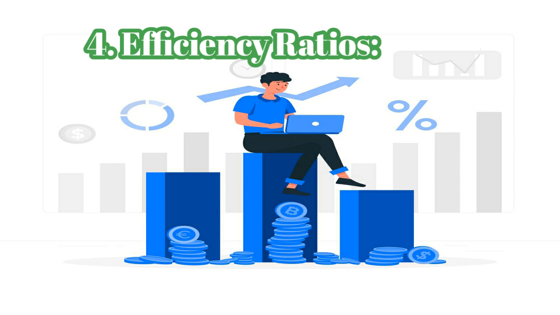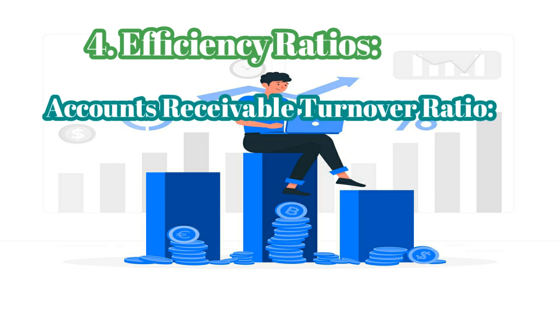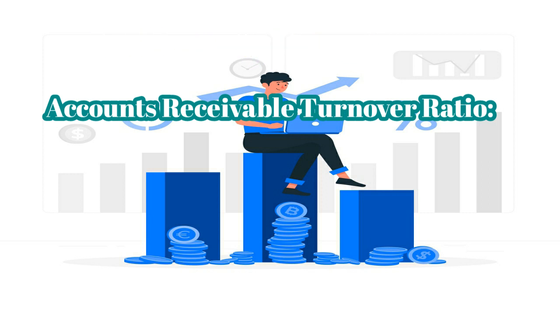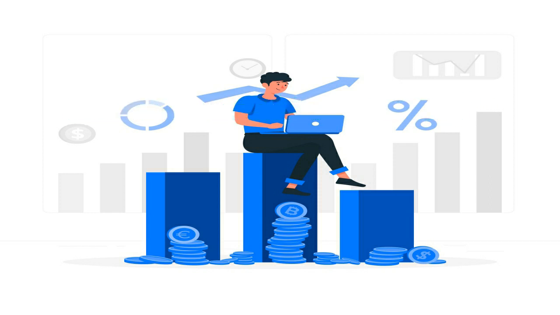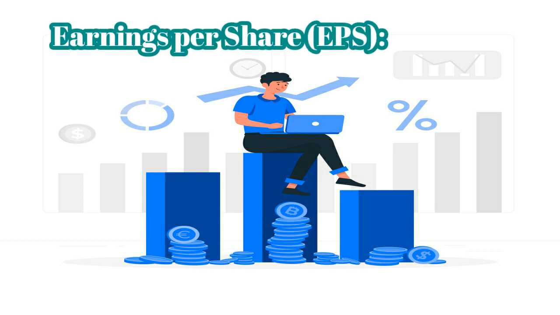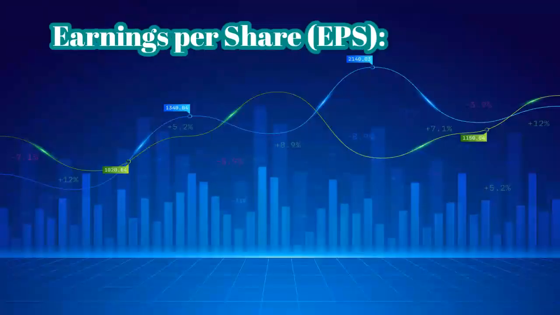Accounts receivable turnover ratio. This ratio measures how efficiently a company is collecting its credit sales. A higher accounts receivable turnover ratio indicates that the company is collecting its debts quickly. Earnings per share, EPS. This metric shows the portion of a company's profit allocated to each outstanding share. Consistent growth in EPS indicates strong underlying performance.